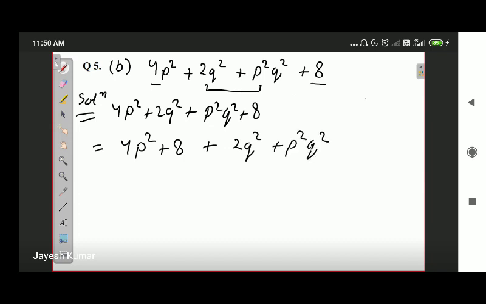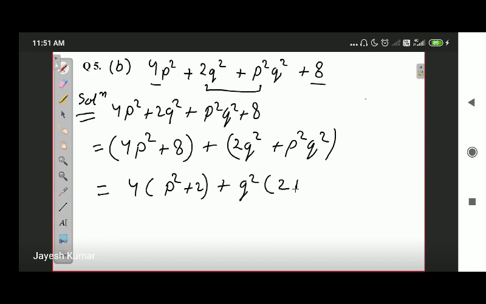Okay. So what we have done is, we have taken first and last term together and middle terms together, and now we are going to take common, as much common as possible. So out of 4p square and 8, 4 is common, the remaining is p square plus 2. Out of 2q square and p square q square, we have q square as common, and the remaining will be 2 plus p square. Let me rewrite this as well.